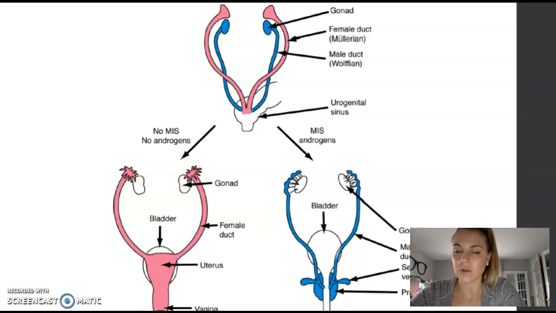Here's just a visual representation of the two ducts. So you can see both right here. And as development proceeds, on the right, here's the Wolffian duct system that has formed into male reproductive organs due to both testosterone, which is an androgen, and the anti-Müllerian hormone. And then the left side here shows the Müllerian duct that is formed into the female reproductive organs due to the absence of testosterone as well as the absence of Müllerian inhibiting hormone.